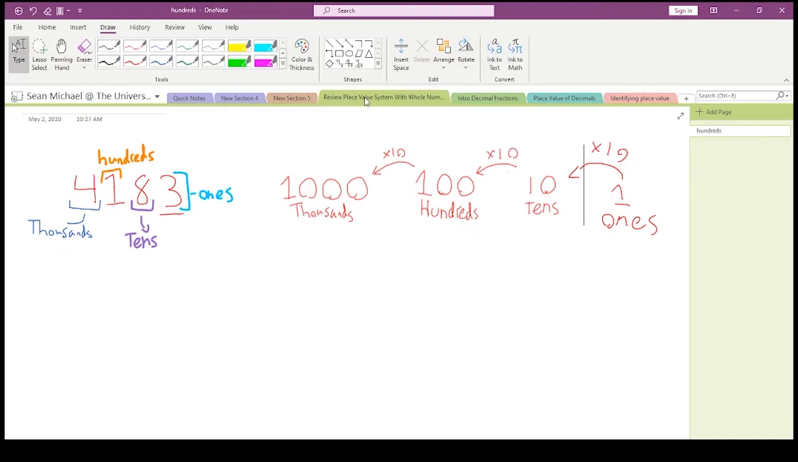And I'll talk about a different number system in a moment and just show you that this is how our number system works. So you kind of have to wrap your head around this, and then it helps you to understand math a bit easier.